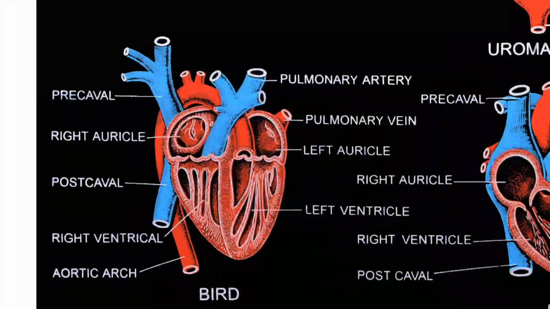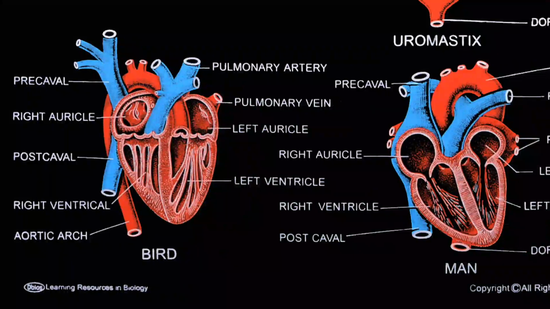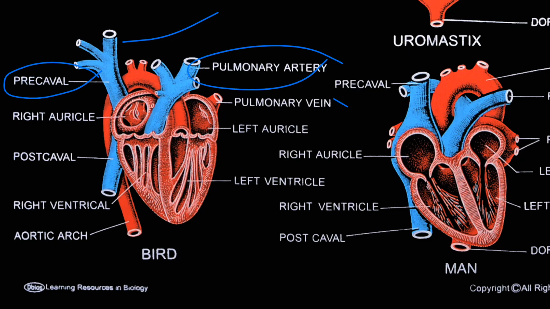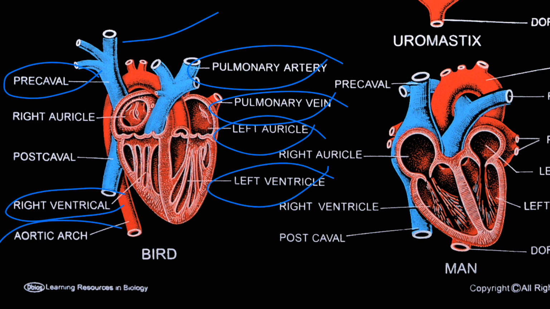Next, observe here, this is the bird heart. Precaval, pulmonary artery, pulmonary vein, left auricle, left ventricle, right ventricle, aortic arch, postcaval, right auricle. These are the structures present in the bird's heart.